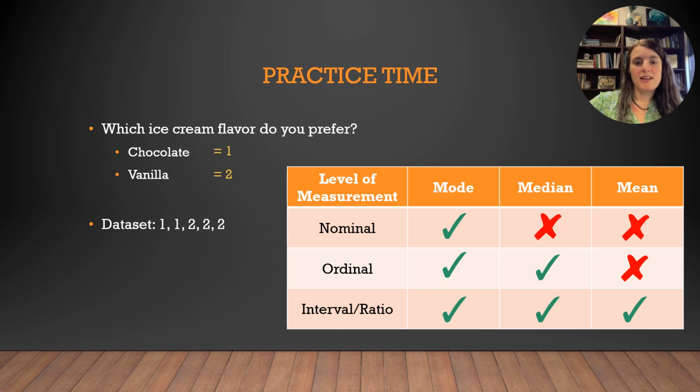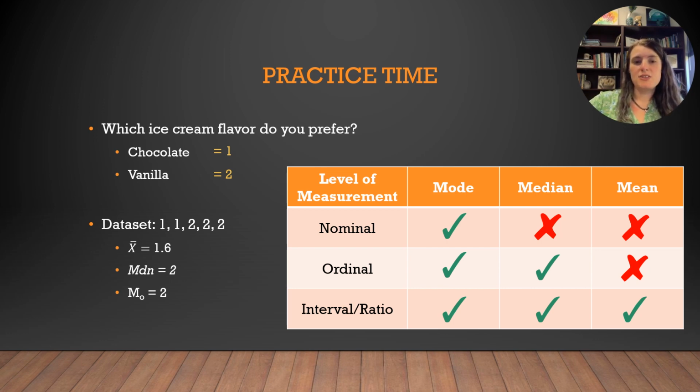There's 2 people that said chocolate, so there's 2 1s, and there's 3 people that said vanilla, so there's 3 2s. I run my calculations on these numbers and I find the following. The mean is 1.6, the median is 2, and the mode is 2. But here's my problem. My actual data isn't numbers, right? It's categories of ice cream flavor.